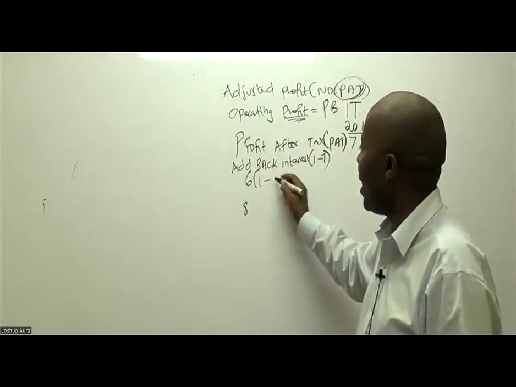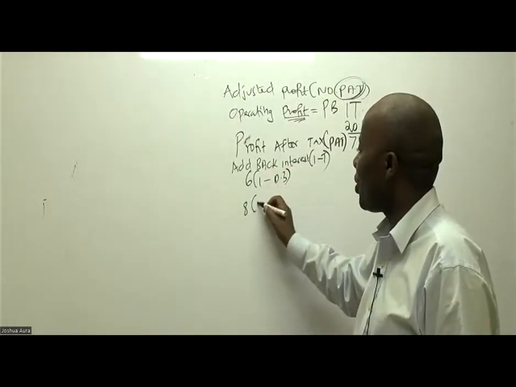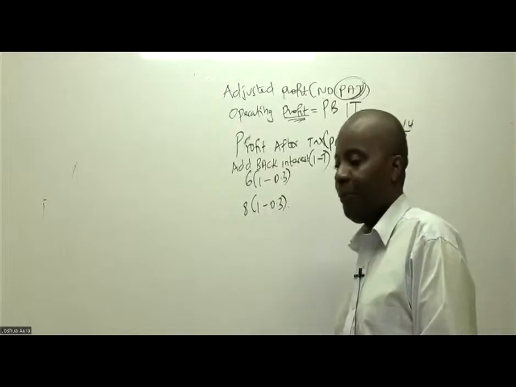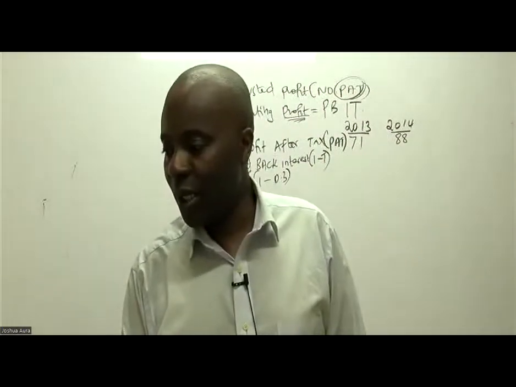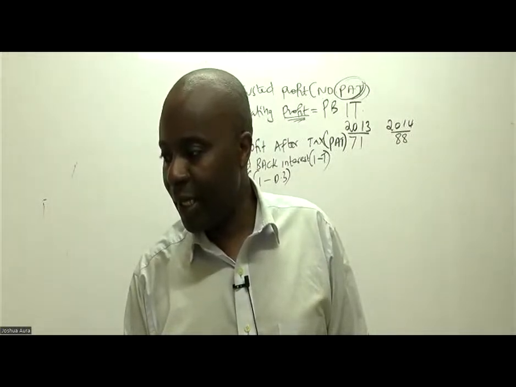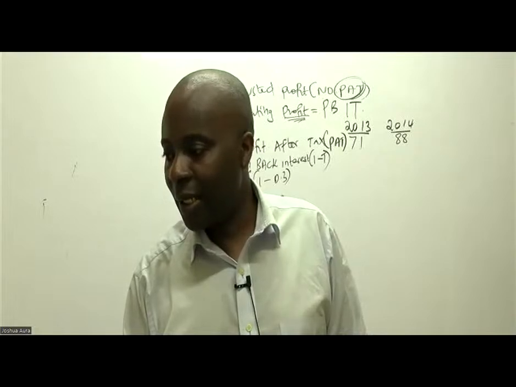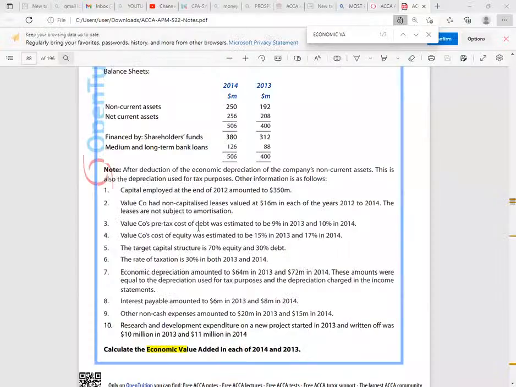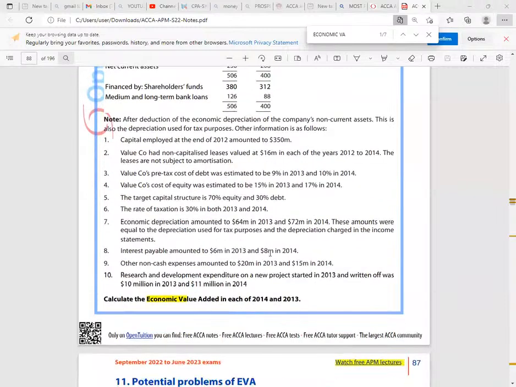So 1 minus the tax. The tax you're told in this question is 30%. Is there somebody who is able to see the figure of tax? It must be somewhere here. Tax rate, note number 6, 30% in both 2013 and 2014.